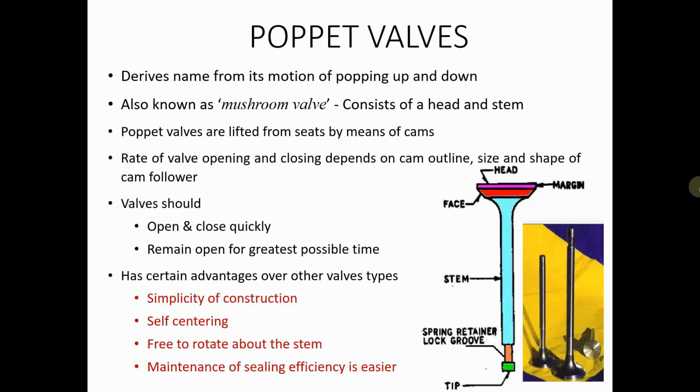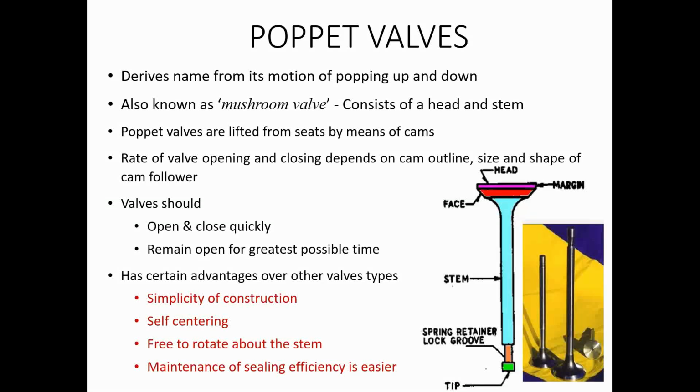The rate of valve opening and closing depends on the profile of the cam, that is the cam outline, size and shape of the cam, and the follower mechanism. The valves should open and close quickly, and they should also remain open for the greatest possible time. That is how the inlet valve can admit more air fuel mixture, or the required air fuel mixture, and the exhaust valve can let out the maximum exhaust gases if the valves remain open for the greatest possible time.